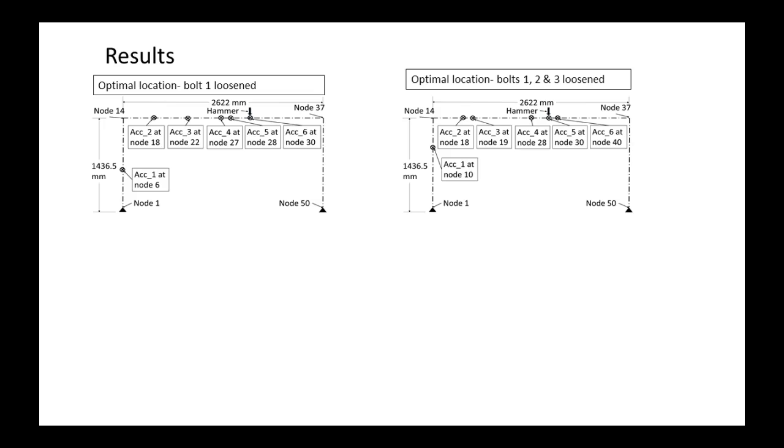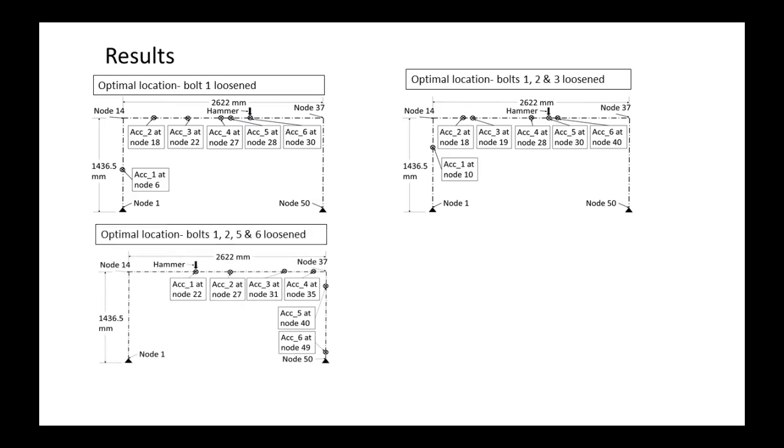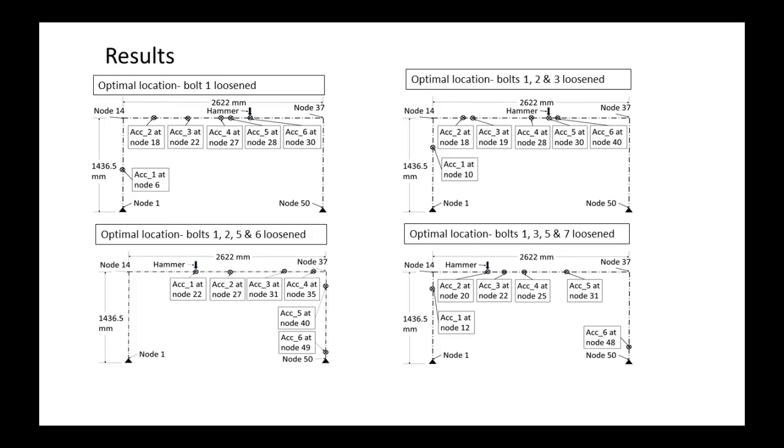Now when only one bolt is loosened, we run the FE simulation without damage and with damage to find the optimal location. These are the optimal locations, nodes 6, 18, 22, 27, 28 and 30. These are the optimal sensor locations when you want to identify damage case 1. Similarly, for damage case 5 or so, when three of the bolts loosen, these are the sensor locations. For case 4, these are the sensor locations, and for another case, these are the sensor locations.